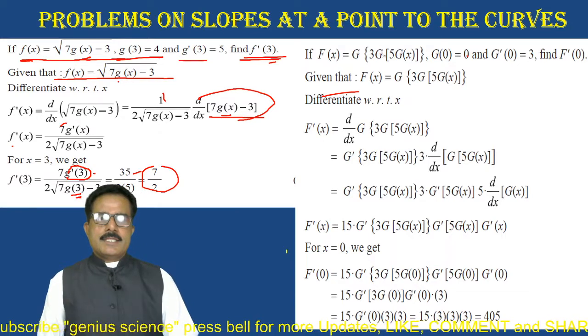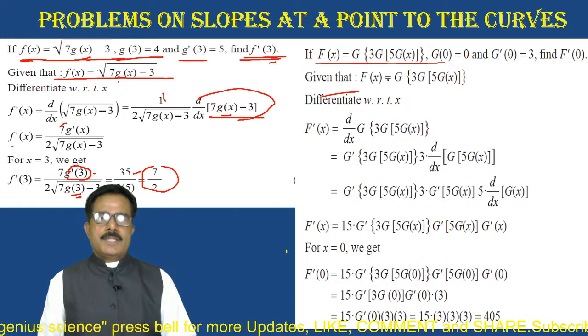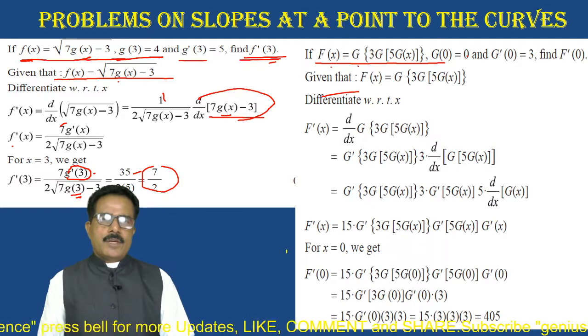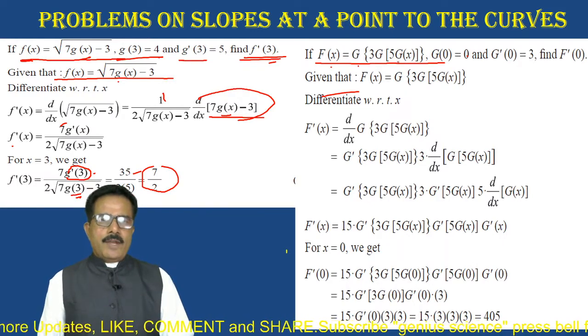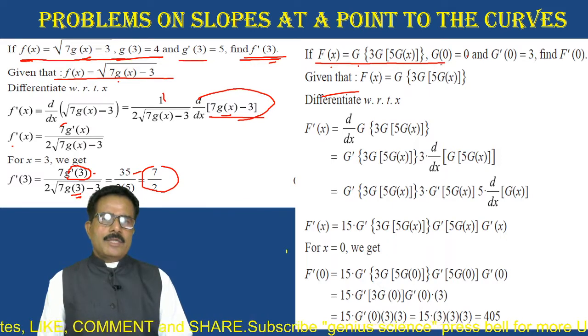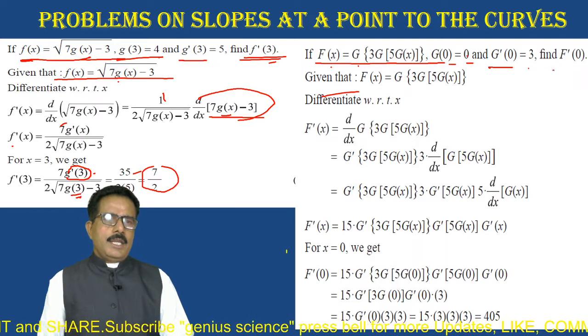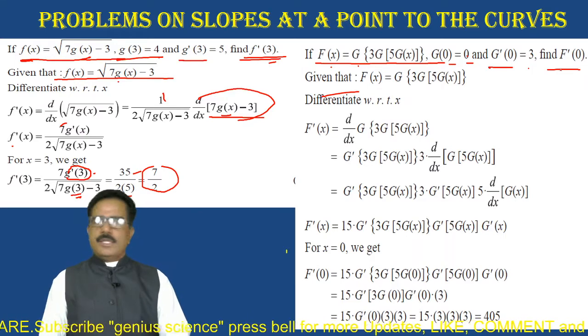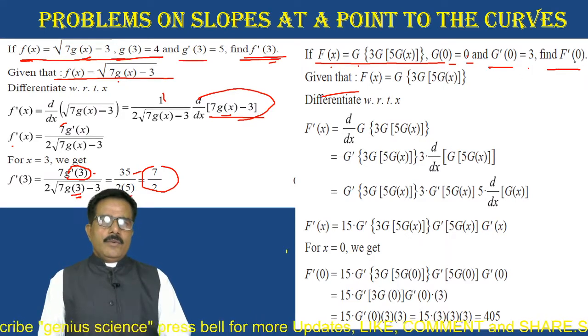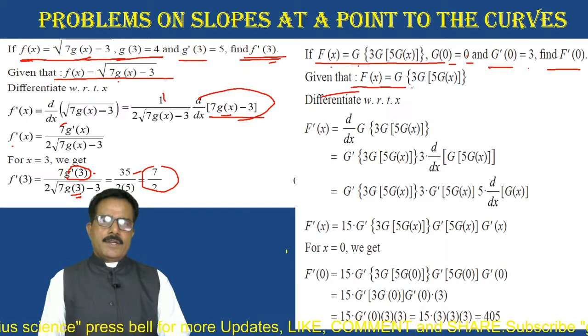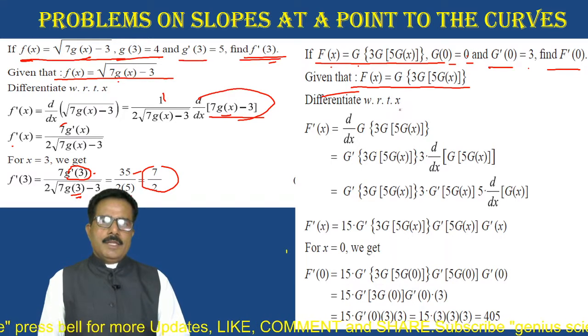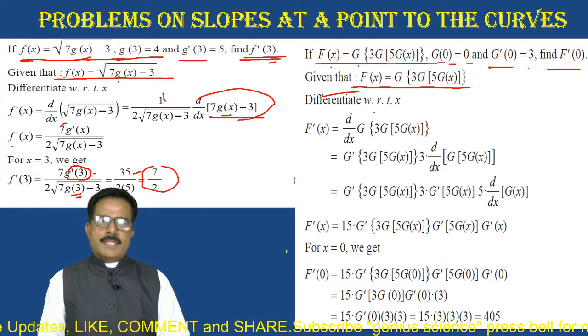Similarly, we shall discuss this general composite function. f of x is a function of g of x, which is again 3 into g of 5 into g of x, and we have given g of 0 is equal to 0, g dash of 0 is equal to 3, and f dash of 0 is what we have to find. Consider this function f of x equals g of 3 into g of 5 of x.